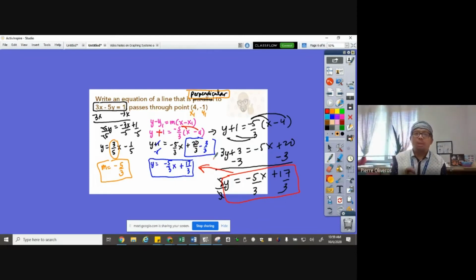It's up to you which is better for you, where you're more comfortable. And that's it. So again, what we have learned today is how to write an equation of a line that is parallel or perpendicular to a given equation and passes through a point. Again, when it's parallel, they need to have the same slope. Perpendicular lines have slopes that are negative reciprocals. Okay, I hope you learned something.